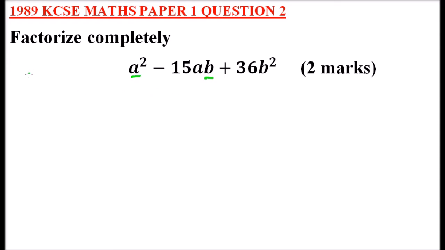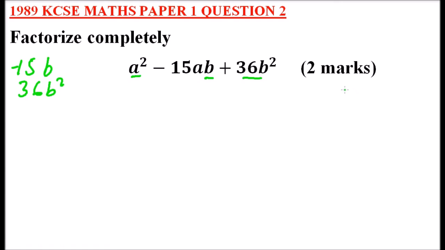And when you are factorizing, we need to get two numbers such that when you add them, you get the coefficient of A, and when you multiply them, you get the constant, which is 36b squared. So you are supposed to get a sum of minus 15b. So what are these two numbers? We can use the factors of 36 to come up with those two numbers.